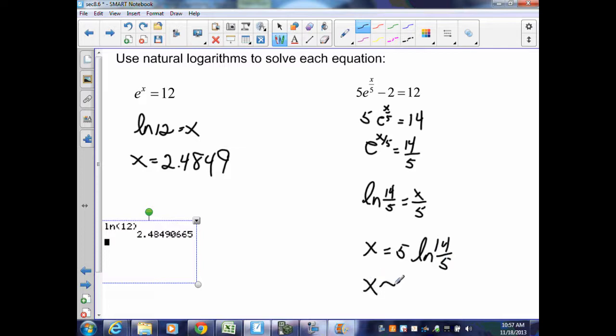And when I plug that into a calculator, I get an approximation for x to be 5.1481. I plugged that back in and used the calculator and verified that that does equal 12. Therefore, that is my solution.